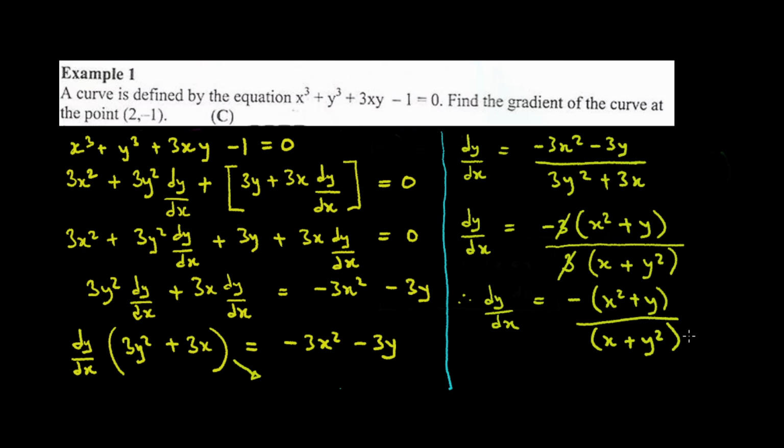So the working in A level pure maths sometimes grows, such that you might forget what the question is asking. So when you reach this point where you feel you have presented your final answer, go back to the question and just read it through to make sure you have answered the actual question. Because our question, a curve is defined by the equation x cubed plus y cubed plus 3xy minus 1 is equal to 0.